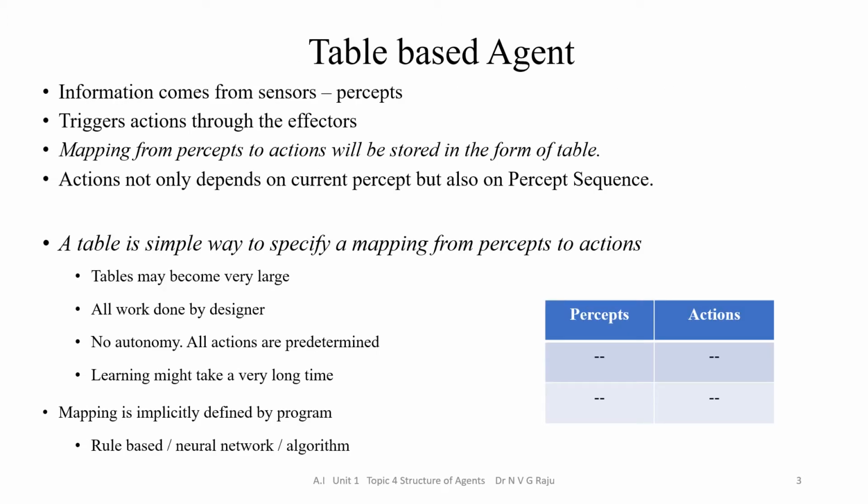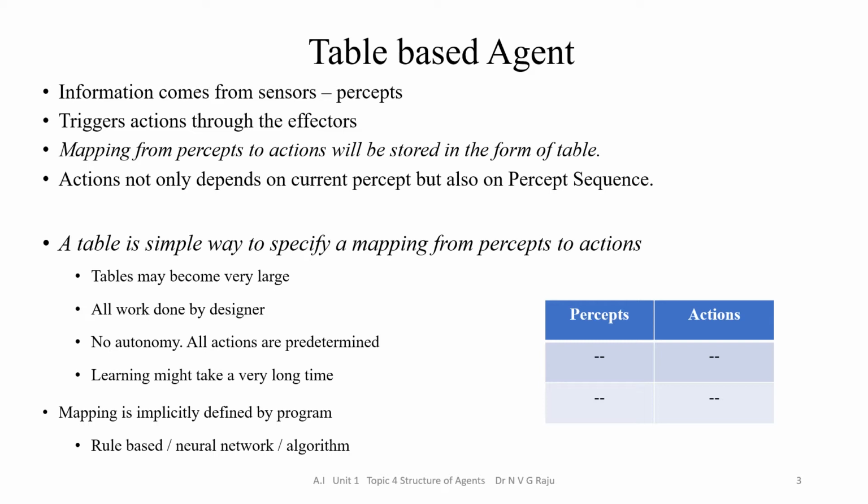Table-based agents. Generally, information comes from sensors through perceiving, that means percepting, and triggers actions through effectors or actuators. The mapping from percepts to actions will be stored in the form of a table. Actions depend not only on the current percept but also on the percept sequence. A table is a simple way to specify the mapping from percepts to actions. It is known as a table-based agent.